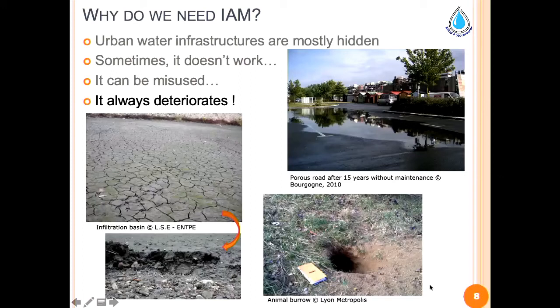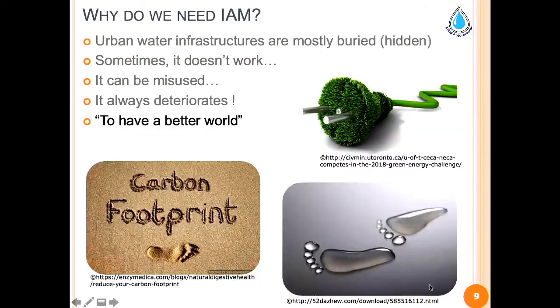These are examples of clogging of an infiltration basin, then clogging of a porous road, and you have animal burrows in the system.